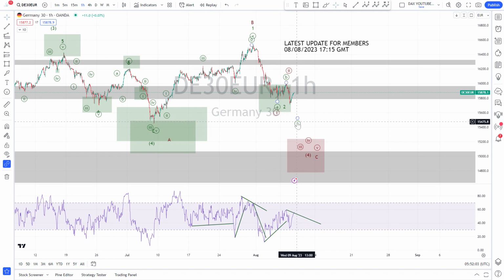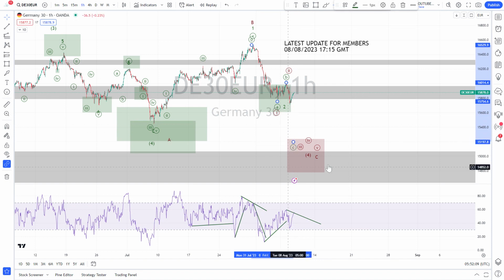This wave C cannot be too long. If it would be a full wave C, we should also target this area here. But that's not possible because we cannot take out this low here. Otherwise, this is not a wave 2 anymore. So we should be doing a wave C, a short one that stays above this invalidation level. If we take out this level, it means that this is not a wave 2 anymore and that we are doing the bearish scenario.